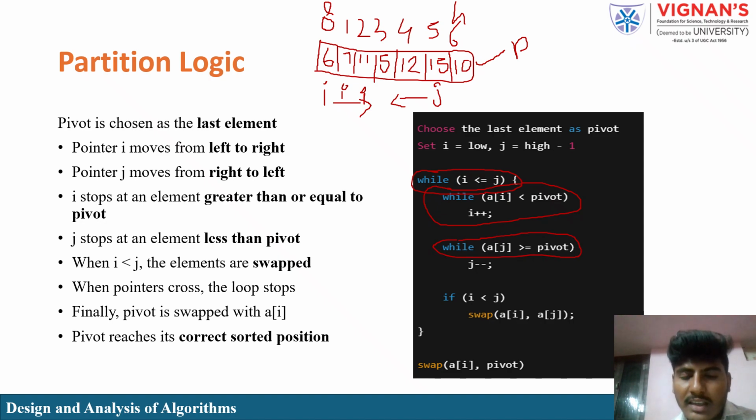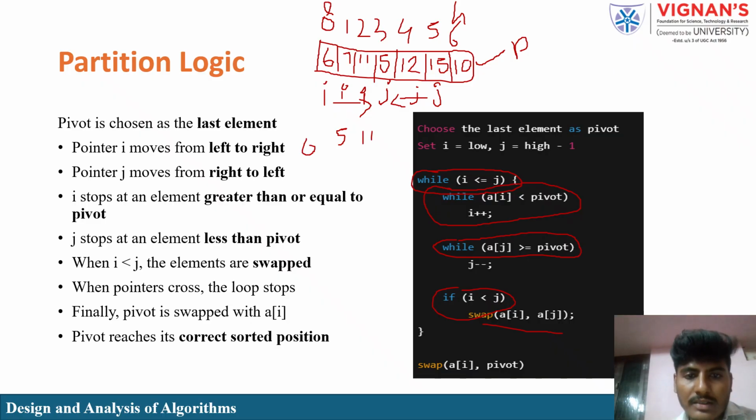Then run the loop while a of j is greater than the pivot. Here 15 is greater than the pivot 10, so it's true, we decrement the j pointer. Here 12 is greater than 10, true, so we decrement the j pointer. Here 5 is not greater than 10, so we stop, and the j pointer is at index 3. Check if i is less than j. i is at the second index and j is at the third index, 2 is less than 3. The condition is true. Swap a of i and a of j, which means swap 5 and 11.